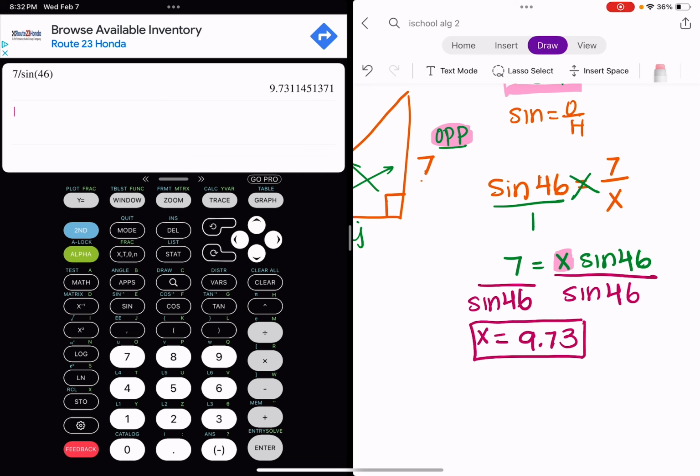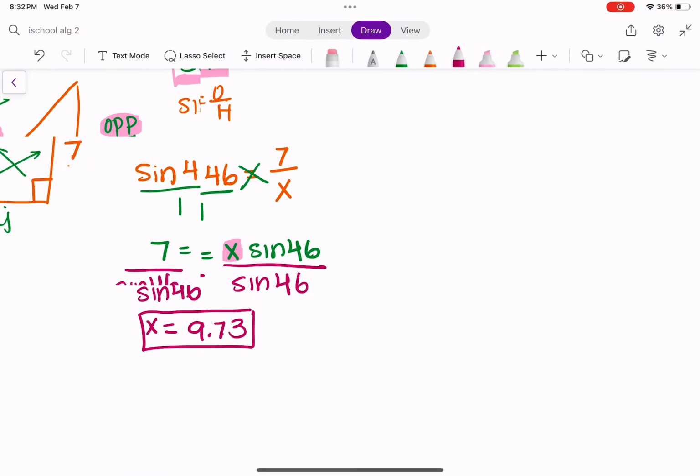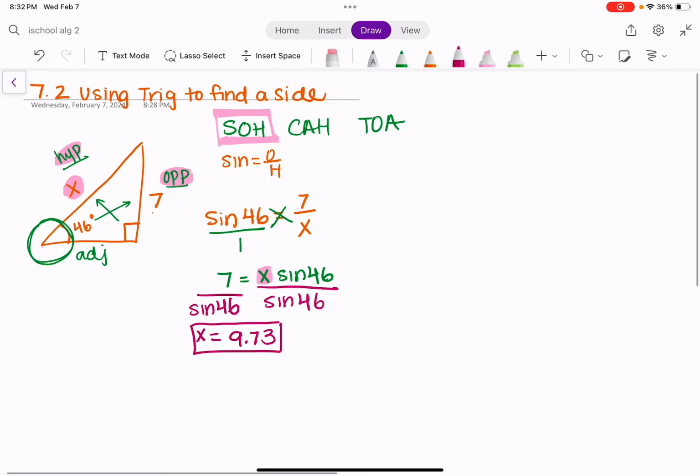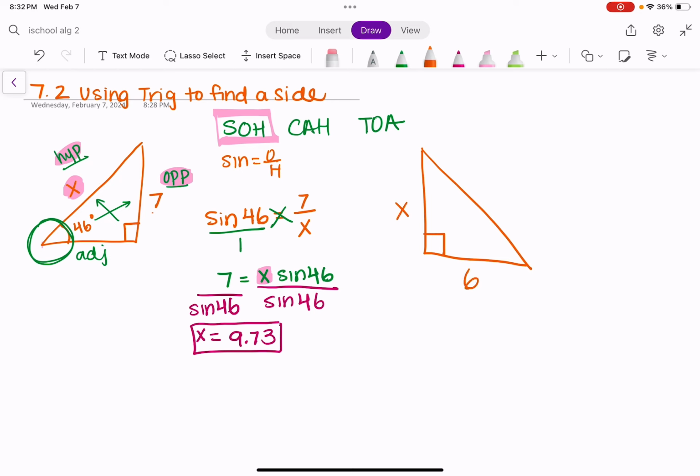If you feel like you understand this, you don't have to watch the rest of the video, but I'm going to do one more example, okay? So let's say I have a right triangle. This is not very good, but let's say I have x and 6, and this is 23 degrees. Same thing, I first got to identify which trig function am I going to use.